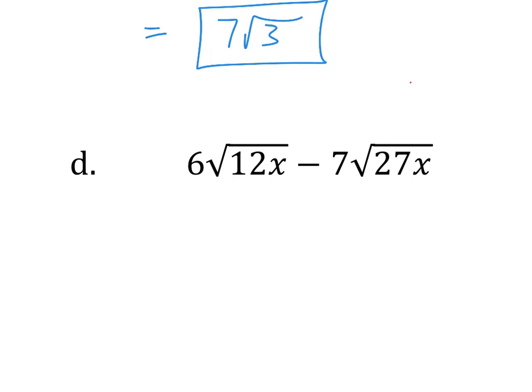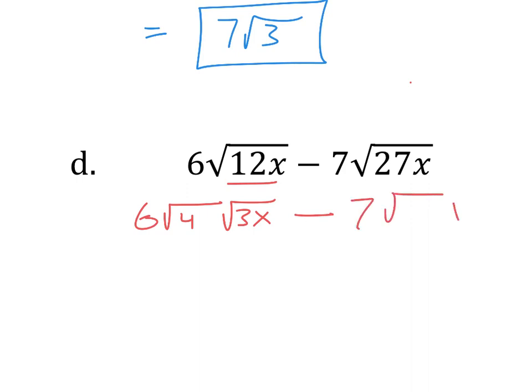Well, again, the 6 is going to come along for the ride. Here, what perfect square is hiding in there? Well, there's a square root of 4. 12 is 4 times 3. And that x is just going to stay in the radical. We can't clean it up. 7 is going to just stick around, breaking it into what we can square root and what we can't. We can't square root x. If it was x squared, we could, but it's not.